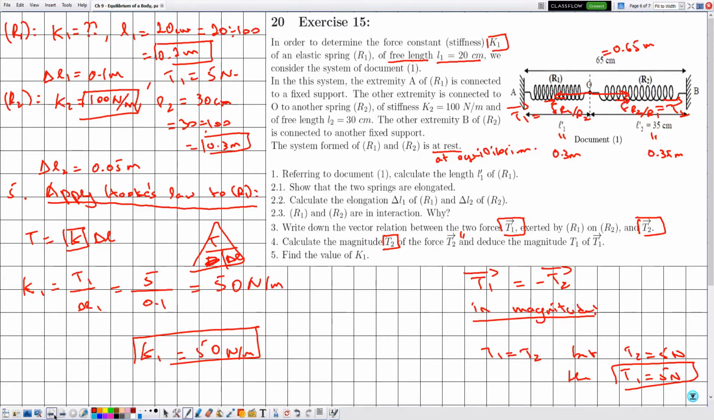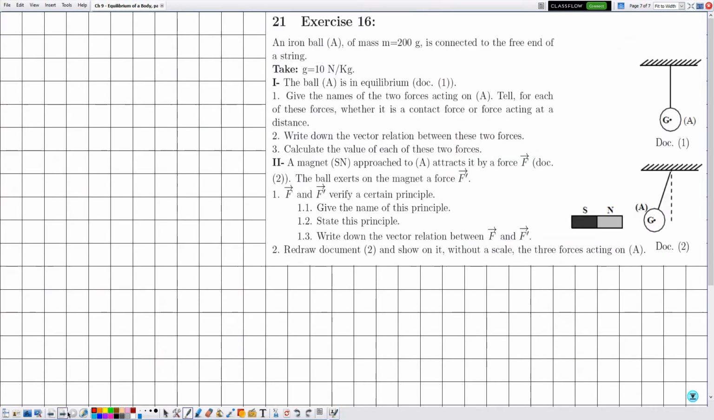And now let me move to the final exercise, which is exercise number 16. They are telling me an iron ball A of mass M is equal to 200 grams. Knowing that the gram is not the SI unit of mass, in order to convert from grams to kilograms, we divide by 1000. And we have that G is equal to 10 newtons per kilogram, which means that we are performing this experiment on the surface of the Earth.